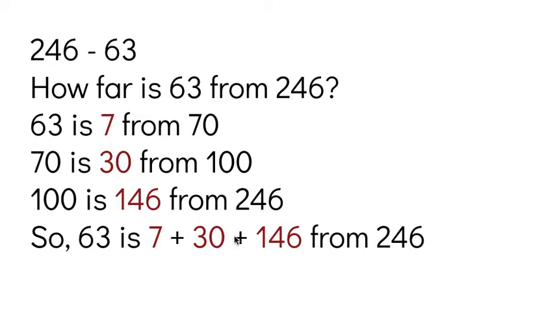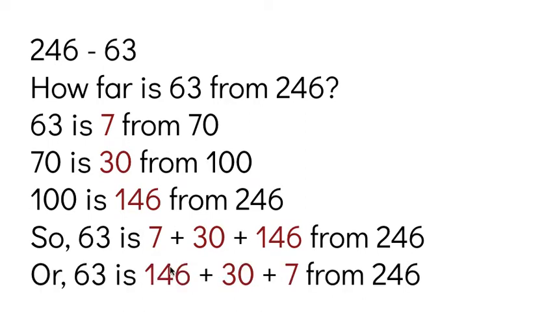Using the commutative property of addition, I can change this order. I don't have to think about adding 7 plus 30 and then 37 plus 146. I can add it in any direction or order that I want. So I'm actually going to add 146 plus 30 plus 7. That's the same distance as we found before, but that's how I'm going to determine how far 63 is from 246.